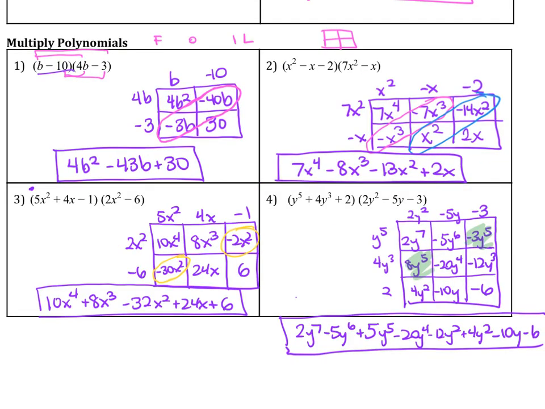So hopefully you tried this out. For number 3, you should have gotten 10x to the fourth plus 8x cubed minus 32x squared minus 24x plus 6. So the only ones you can combine are the x squareds here.